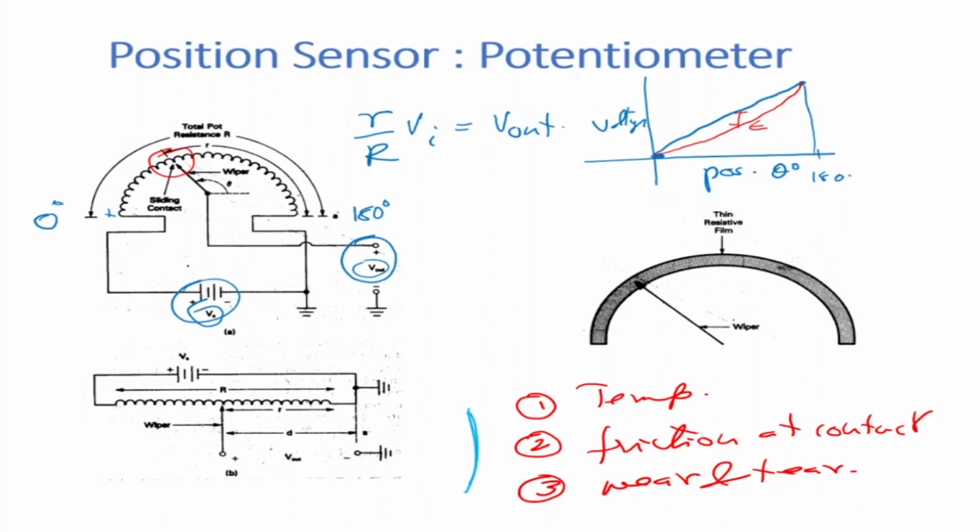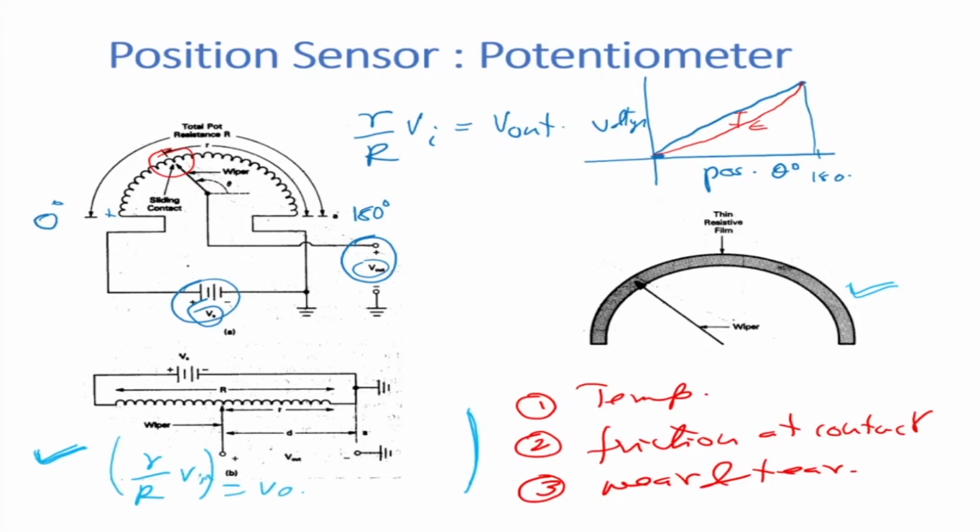This is the coil type. There is also a thin film type which is shown here. The principle of operation is exactly the same. Now we can also have a linear potentiometer which is shown here. The principle of working is exactly the same. R by R into V in is going to become V out.